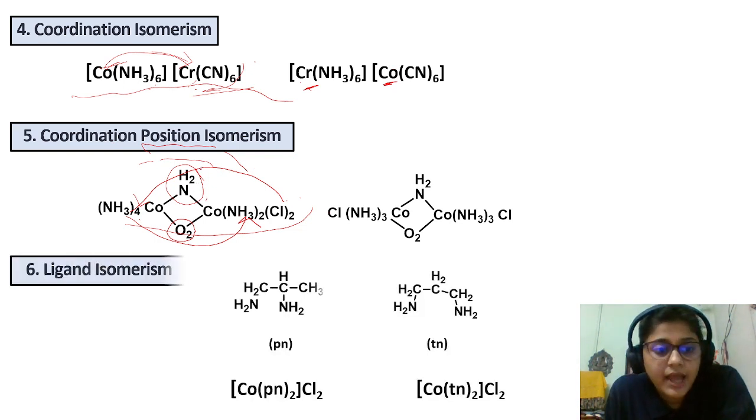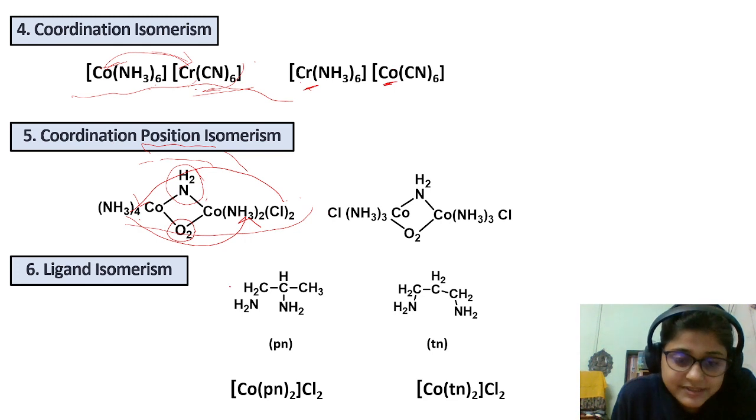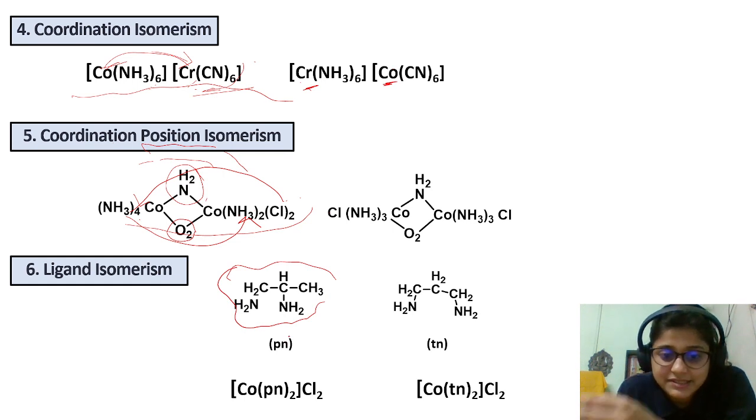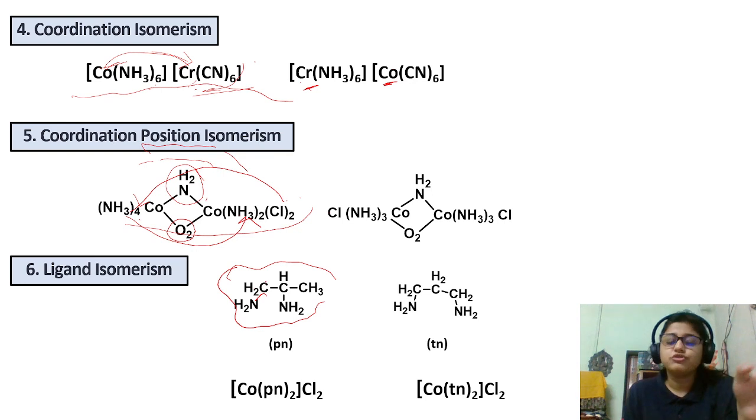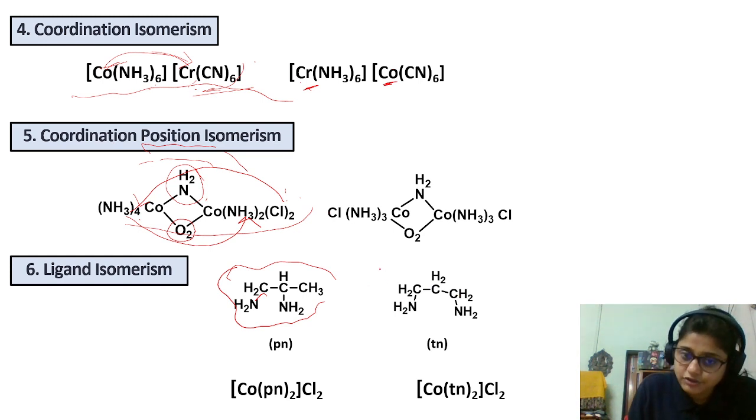Okay, and then ligand isomerism. What is ligand isomerism? When the ligands themselves show isomerism. This is PN. Here this is a carbon-nitrogen bond. So 1,2 amino group is there, and here 1,3. This is TN. All the things are the same, but just the amine groups are different. Both are bidentate ligands also.